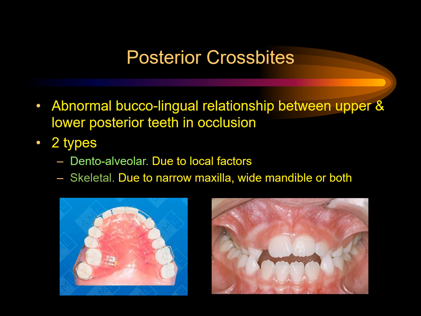Okay, now posterior crossbite. Posterior crossbites are basically an abnormal buccolingual relationship between upper and lower posterior teeth when they are in occlusion. There are two types. They may be dentoalveolar, which is due to local factors, or it could be a skeletal crossbite, and this is usually due to a narrow maxilla or a wide mandible or a combination of both.